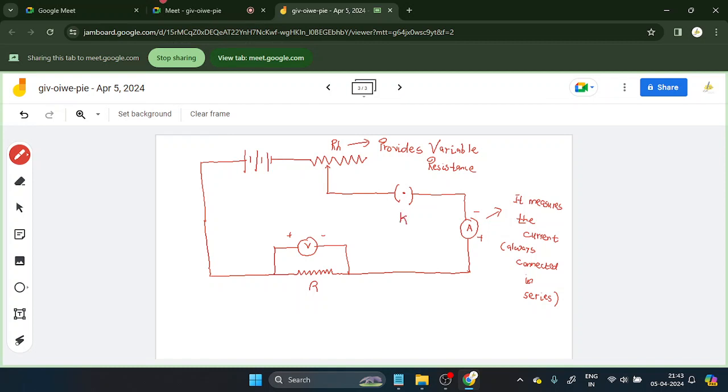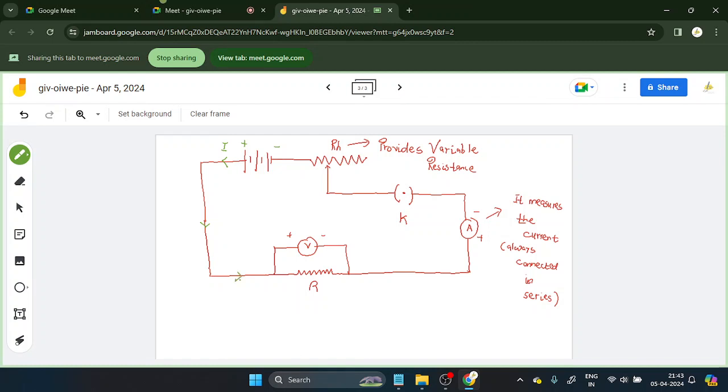Now this is the switch K. So what will happen? Obviously this battery, what will it do? It will send the current I, because current always starts from the positive terminal. This bigger line is the positive terminal of the battery and this is the negative terminal of the battery. Clear? Okay, so this current will flow.